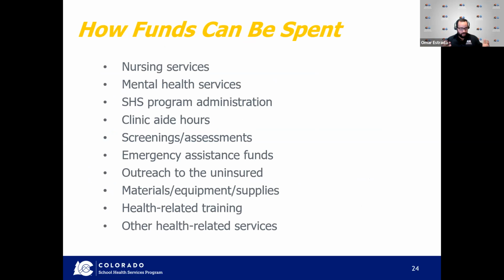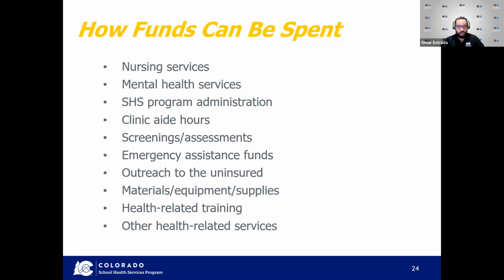So these dollars are very flexible. And if you've seen me present this slide before, you know that I will say a couple of things. I've said it many times: consider two things whenever you're looking at whether an expenditure is allowable. The first one being, does it align with your LSP? Does it align with your 5-year plan? And the second one is, is it satisfying a health need?